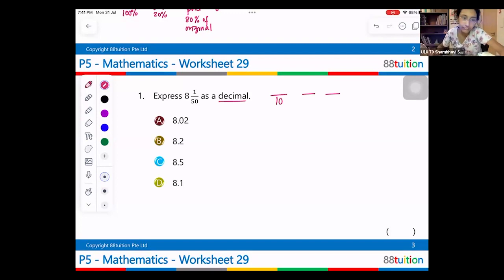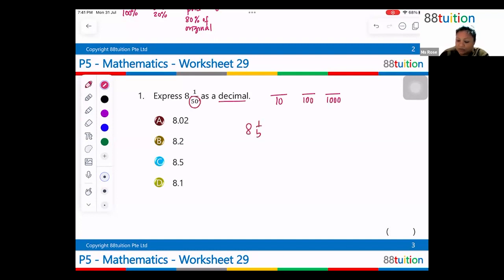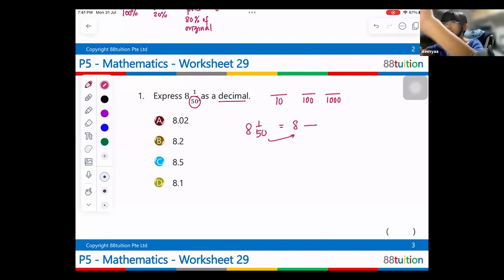100 and 1,000. Okay, so in this case, 50. The closest I can get is actually to change this 50 to, what's the easiest? 100. Change it to 100. So I just have to times 2.